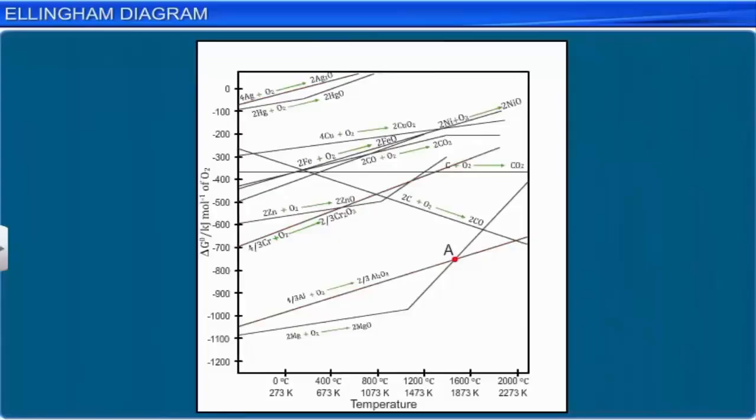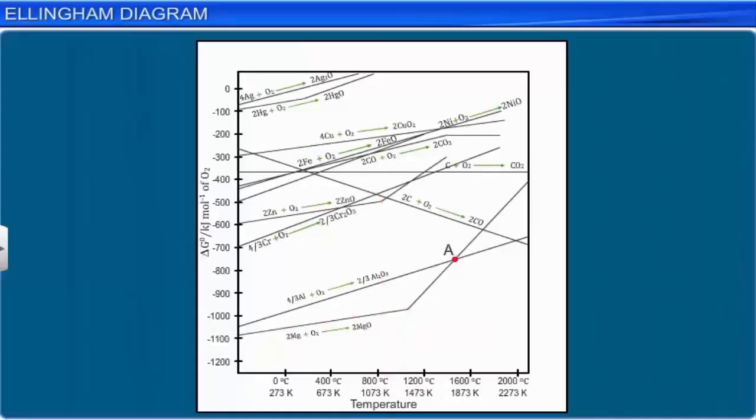The second important feature is that the Gibbs energy changes follow a straight line, unless the materials melt or vaporize. The temperature at which such a change occurs is indicated by an increase in the slope on the positive side. For example, the slope of the Zn-ZnO line changes around 800 degrees Celsius. Similarly, the slope of the Mg-MgO line changes around 1120 degrees Celsius.